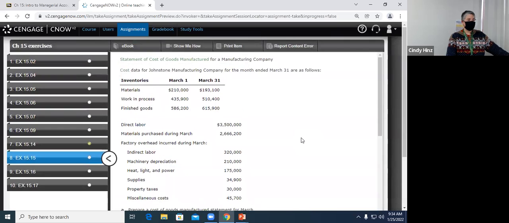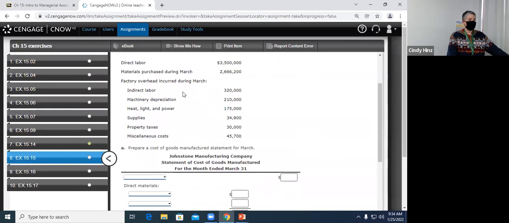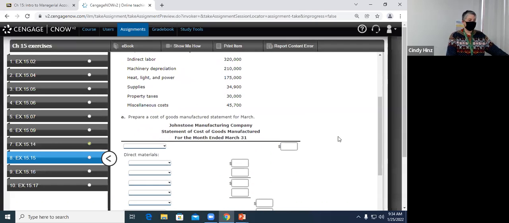Any questions before we start exercise 8? Okay. So in exercise 8, we're going to be using the data that are provided there. We have beginning and ending inventories for materials, work in process, and finished goods. We're given some additional information about costs that were incurred during that month for direct labor, how much was purchased for the materials account, and then information about the factory overhead.